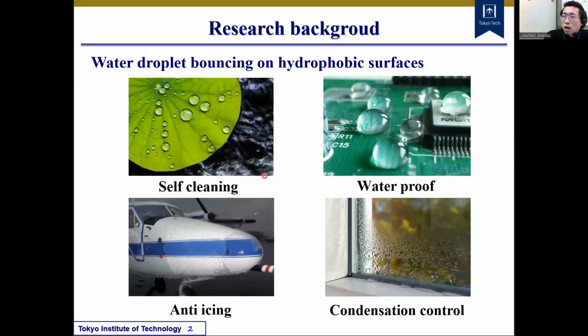Droplet bouncing on hydrophobic surfaces is ubiquitous in nature and industry. For example, the lotus leaf has a surface with microtexture, which prevents water from attaching, so the droplet can carry away the dust and dirt, keeping the surface clean. This water-hating surface has been widely used in many industries, such as waterproof coating in electronic products. It also helps prevent icing on aircraft and condensation on mirrors.